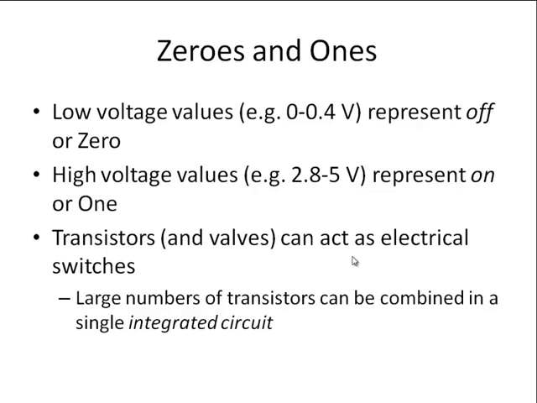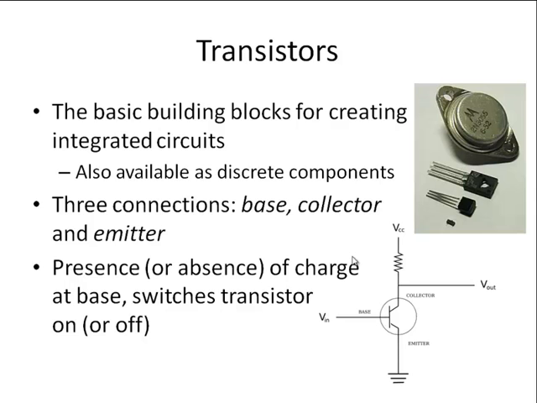And a large number of transistors can be combined into a single integrated circuit. This is where computers really get their power, by being able to combine millions of transistors into a single integrated circuit. So transistors are our basic building blocks for creating integrated circuits. And we can actually buy these as discrete components. So in the picture there we can see a few different transistors, and each of those is a single transistor. Each has three pins, as you can see.